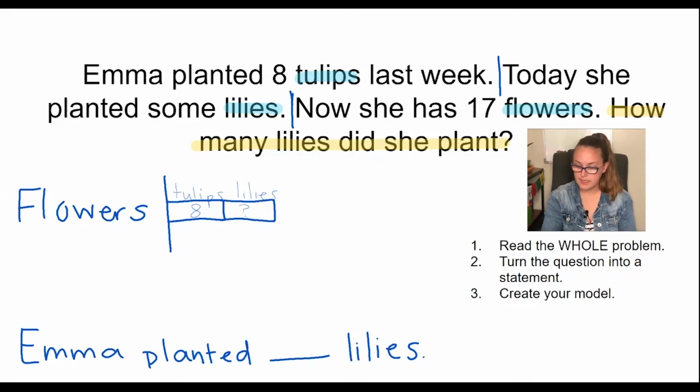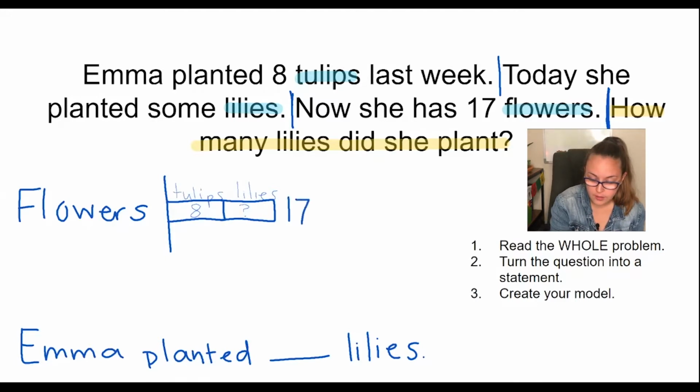Are you ready to read the next sentence? Now she has 17 flowers. And there's another period, so we'll stop there. What is the number 17? What does it represent in our problem? Is it a part? Is it the sum? That's right, it's the sum. So when you have the sum, we're going to write the sum to the right of the model.